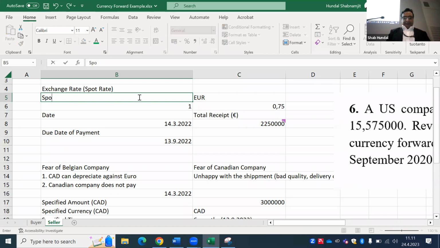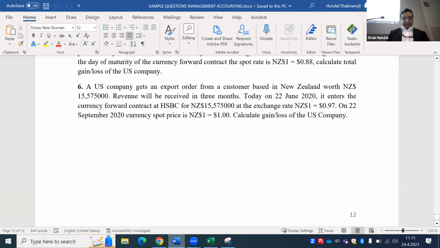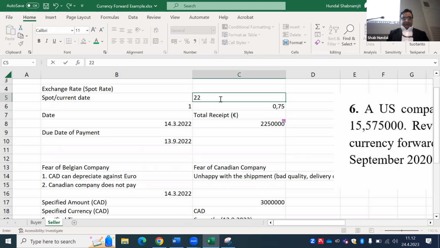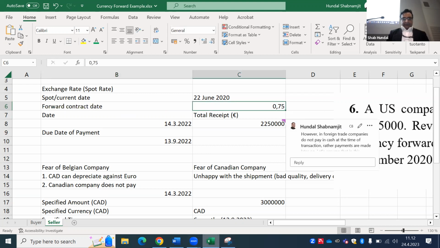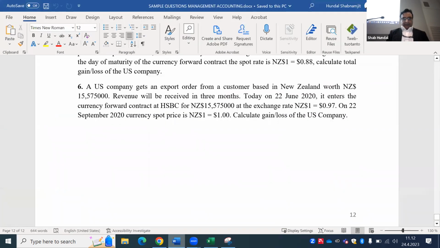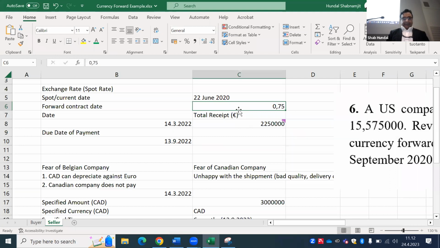But all I can say here is that your spot date or the current date is what? What is the current date? The current date is 20th June 2020, right? So this is 20 June 2020. And the forward contract date is 22nd of September 2020.